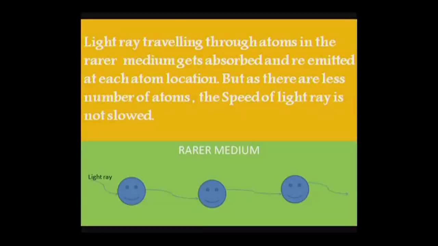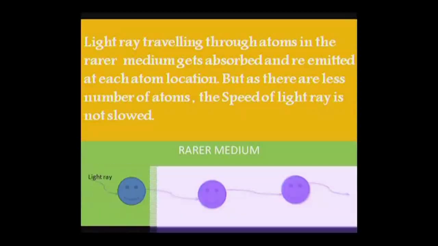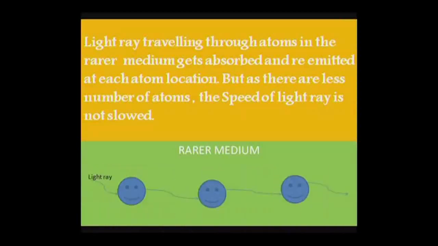Let us look at a rarer medium. Light ray travelling through atoms in the rarer medium gets absorbed and re-emitted at each atom location. But as there are fewer atoms, the speed of the light ray is not slowed. Thus, the light ray passes easily at a faster speed.